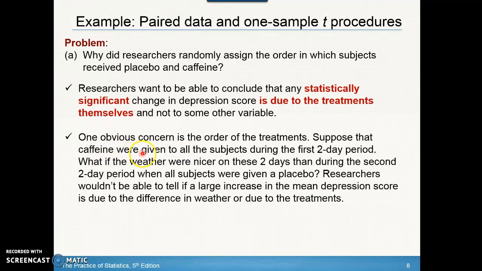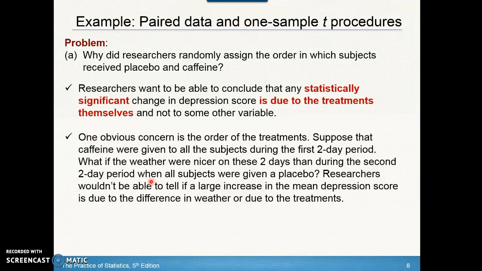Okay, now one obvious concern is the order of the treatment. Suppose that caffeine was given to all the subjects during the first 2-day period. What if the weather was nicer on these 2 days than during the second 2-day period when all subjects were given a placebo? Researchers wouldn't be able to tell if a large increase in the mean depression score was due to the difference in weather or due to the treatments, because usually if it's sunny out, people are happier, but if it's rainy and dreary, then people are usually a little bit more depressed.